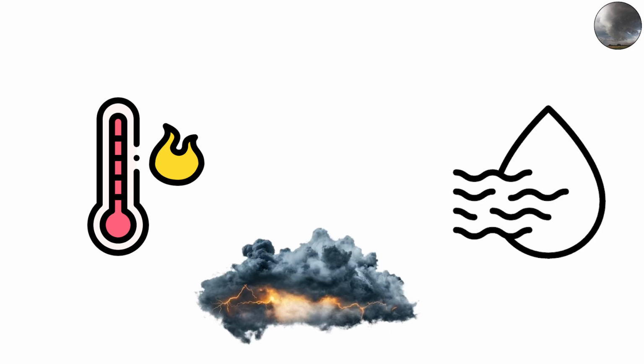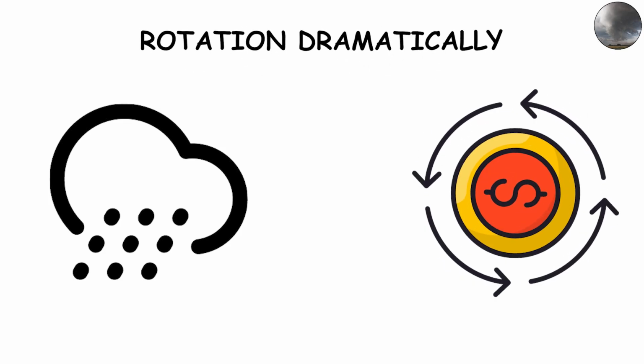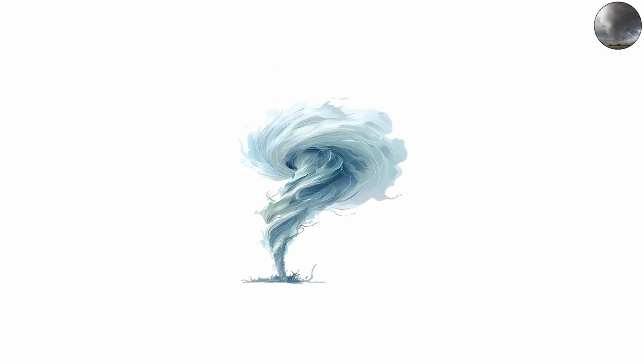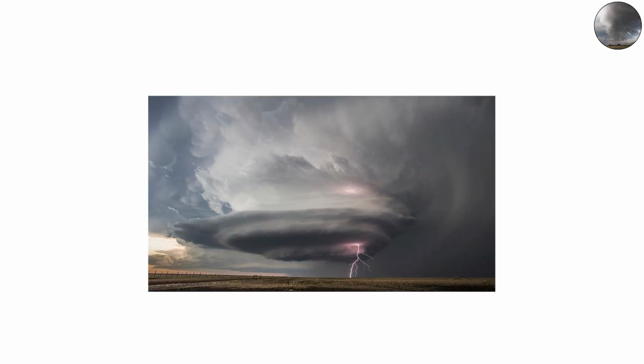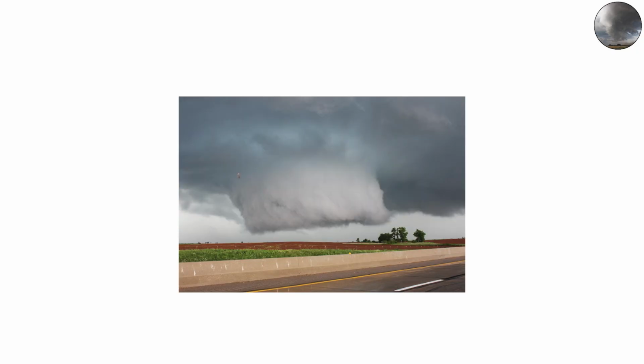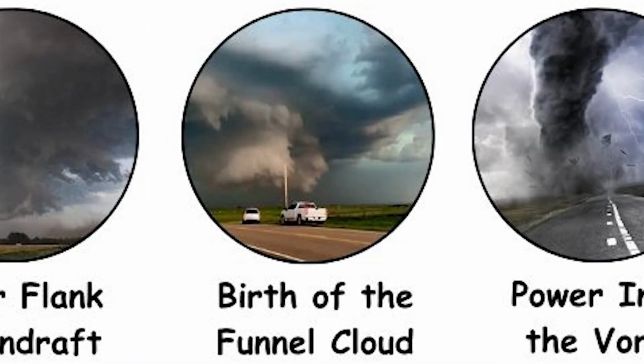When that cool air hits the ground, it collides with warm, moist air rushing into the storm. This boundary between inflow and outflow tightens the rotation dramatically, the same way a figure skater spins faster by pulling in their arms. At this moment, the storm's rotation stretches toward the ground, setting the stage for a tornado to form.